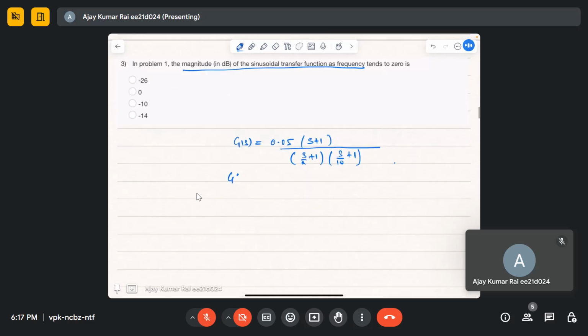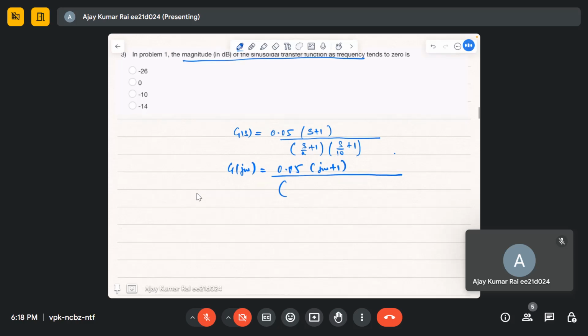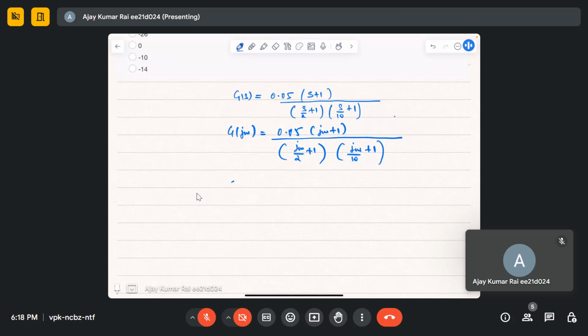If we get the sinusoidal transfer function, just put s equal to j omega. This is the lengthy process that I am doing. Straight away, just by seeing this G(s), you can directly plot the Bode plot, the magnitude plot. That I'll also discuss at the last of this question. So what is the magnitude here?